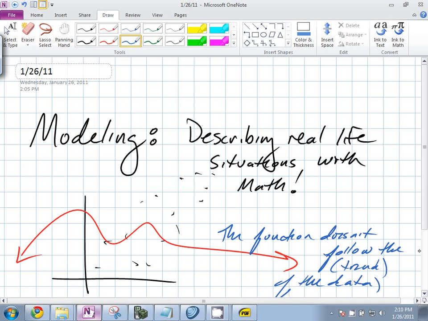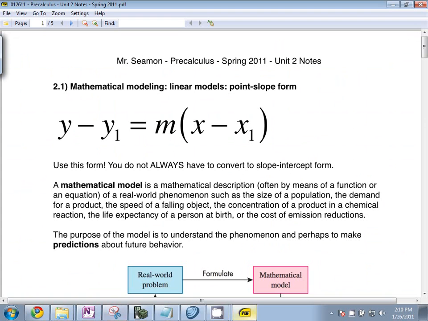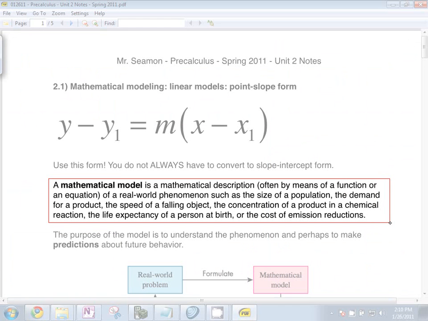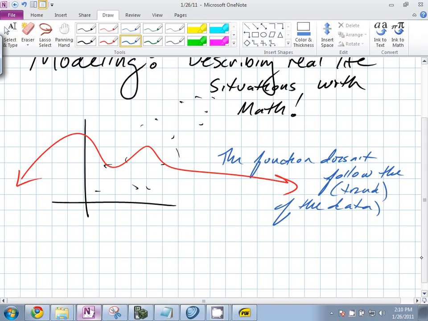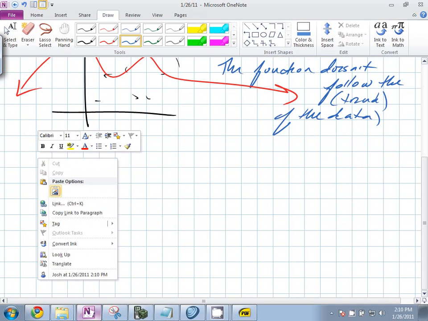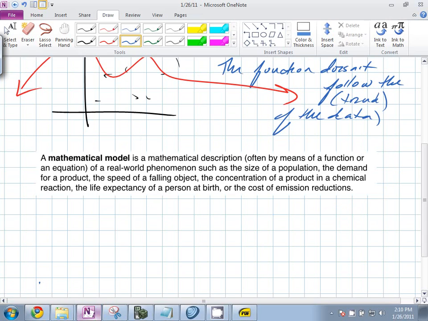Here is a nice definition that I like. Can you read that out loud, Mr. Solnit? A mathematical model is a mathematical description, often by means of a function or equation, of a real-world phenomenon such as size of the population, the demand for a product, the speed of a falling object, concentration of a product in a chemical reaction, the life expectancy of a person on Earth, or the cost of emission reductions. Are there quite a few things you could model from real life? Yes, there are.